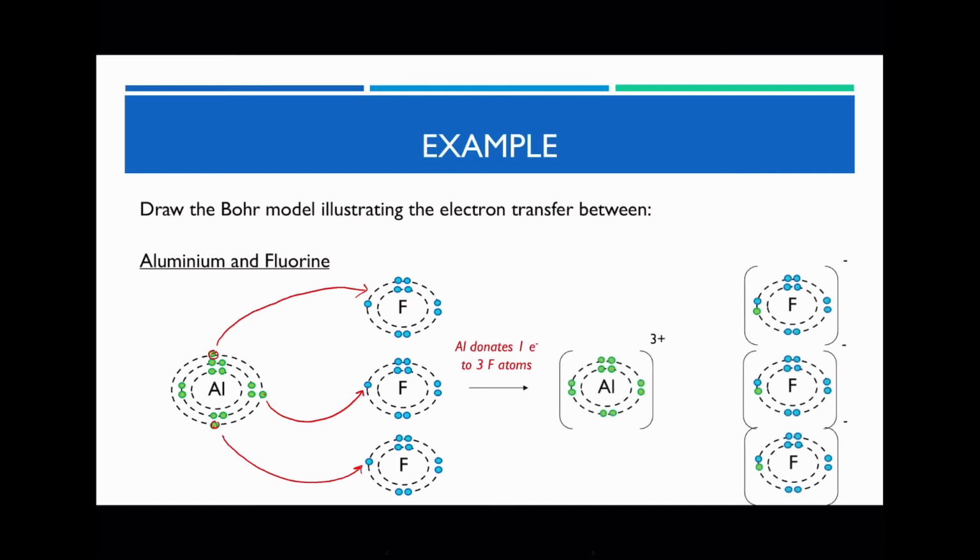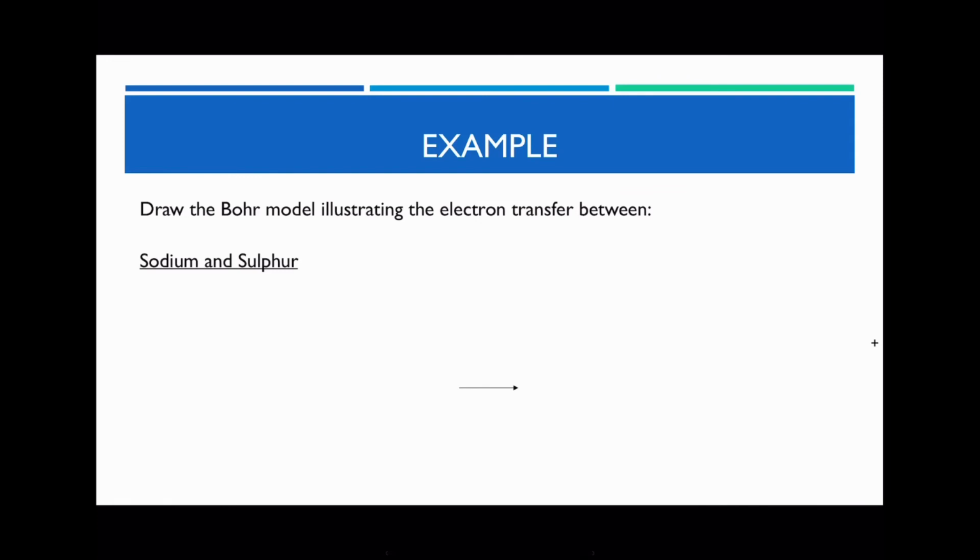So you've got 1 aluminium atom that now has a net charge of positive 3, and each fluorine atom has gained 1 electron, so therefore it will just have a net charge of negative 1. We're going to look at one final example before I ask you to answer some questions by yourselves.